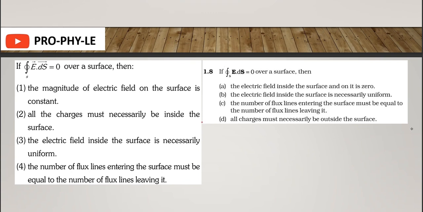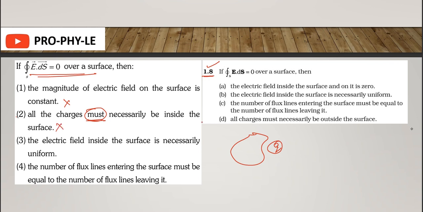So this is about Gauss law in electrostatics. A direct question is there in our NCERT also, almost based on the same points. Integral E dot ds is 0 over a surface, then the magnitude of electric field on the surface is constant. It's wrong. All the charges must necessarily be inside. The word must makes the statement wrong, since some charges may reside outside also. That's why this is wrong.